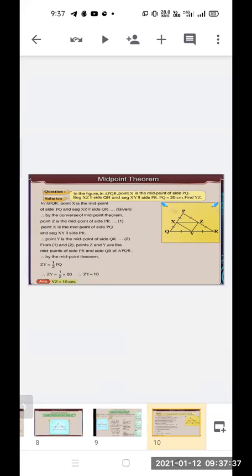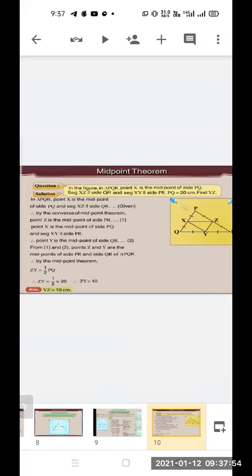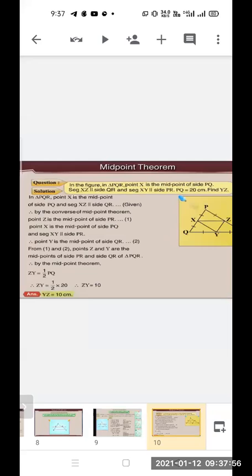In the exam, proving these theorems will not come, you only have to write the theorem. Okay, and this is very important regarding this chapter. So based on the midpoint theorem, we are going to solve some questions. See, so let us see the question.